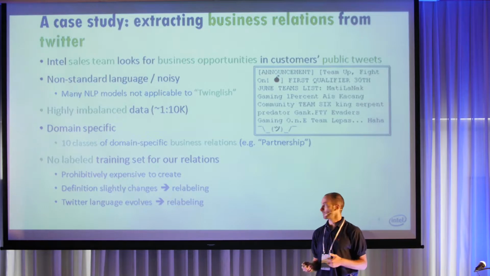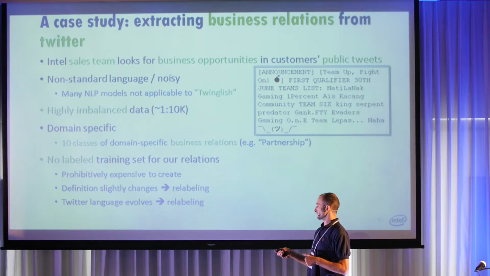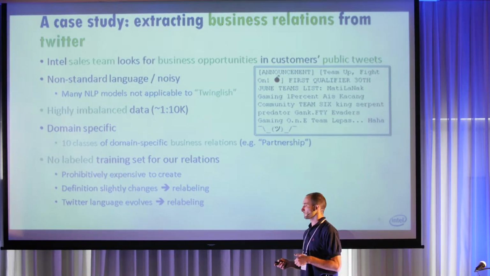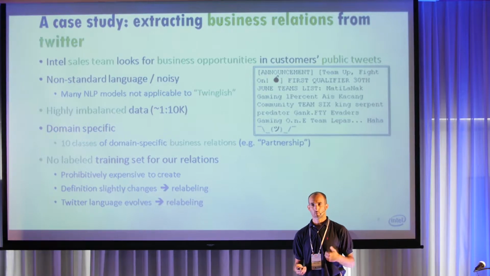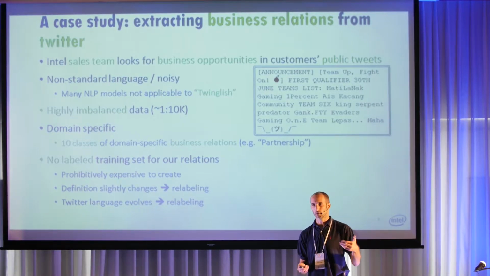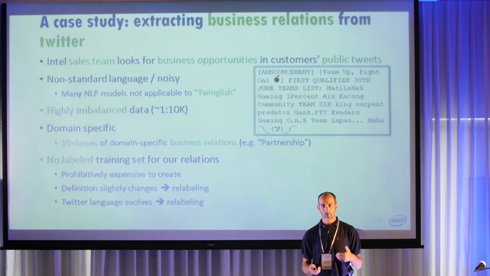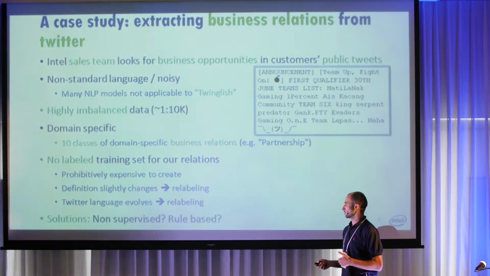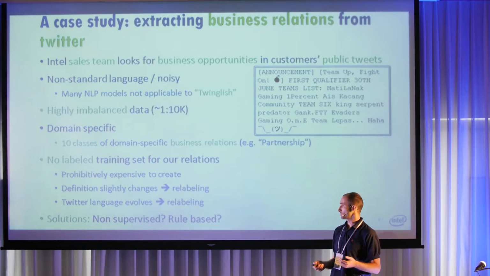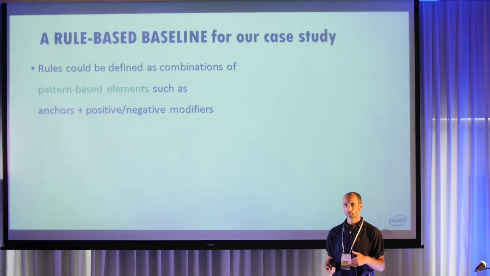So we don't have labeled data, so what can we do? We can label them. It's very expensive, and because it's very expensive, we are trying to find other solutions. Another problem with labeling is that language changes all the time. So once language changes, you need to relabel your data again. This is the first problem. And the second problem is that the definition of the use case might change all the time because of business changes and business needs. So what can we do? We can go to unsupervised solutions, or we can go to rule-based. So the first thing that we tried is to create rules.